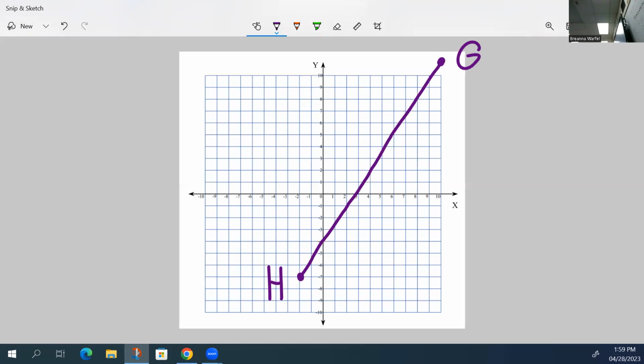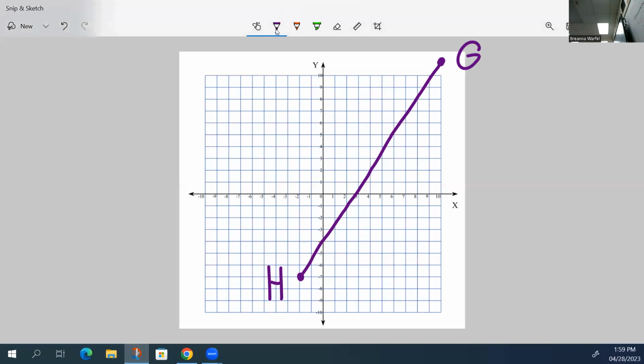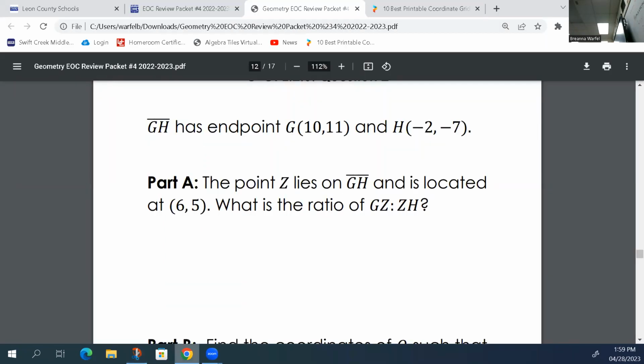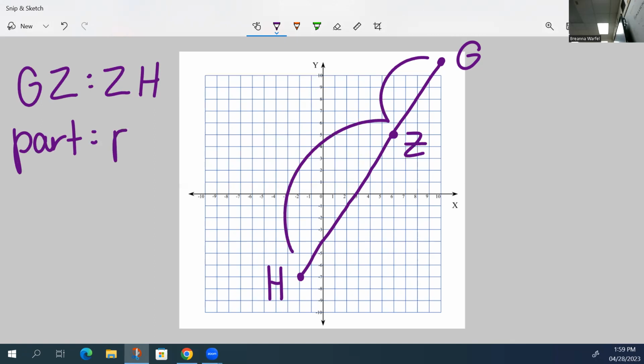Okay. And then this one kind of goes backwards. It's saying in part A that we know that Z is at 6,5. So we're going to go plot Z at 6,5. All right, and then it's asking us what ratio did we break that into if we're talking about GZ to ZH. So GZ to ZH, G to Z and Z to H, that is part to part.